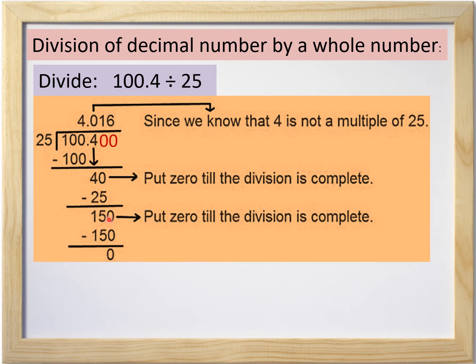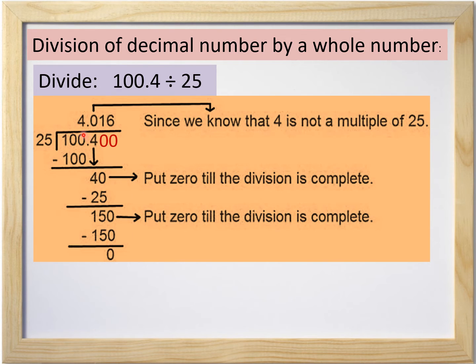Now again put another 0 and bring this 0 down, so it becomes 150. So 25 will go in 150 6 times. So 150 minus 150. Why? Because 25 sixes are 150. That is equal to 0. So now the division is complete.